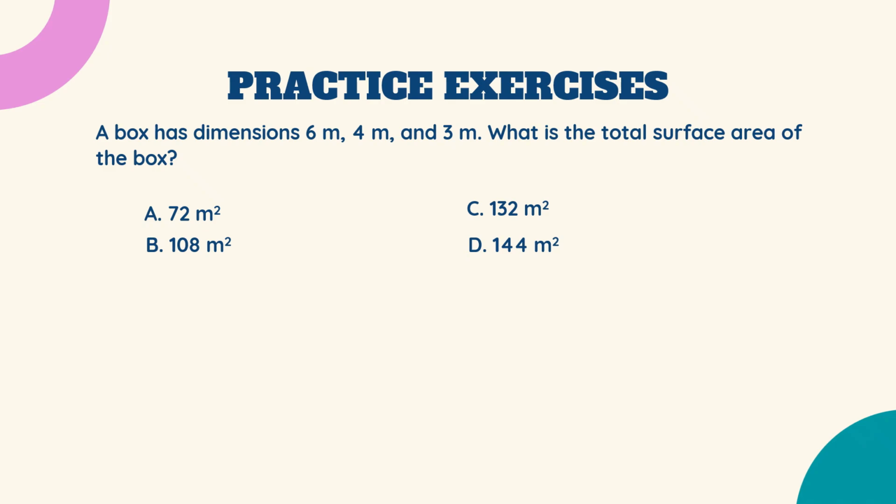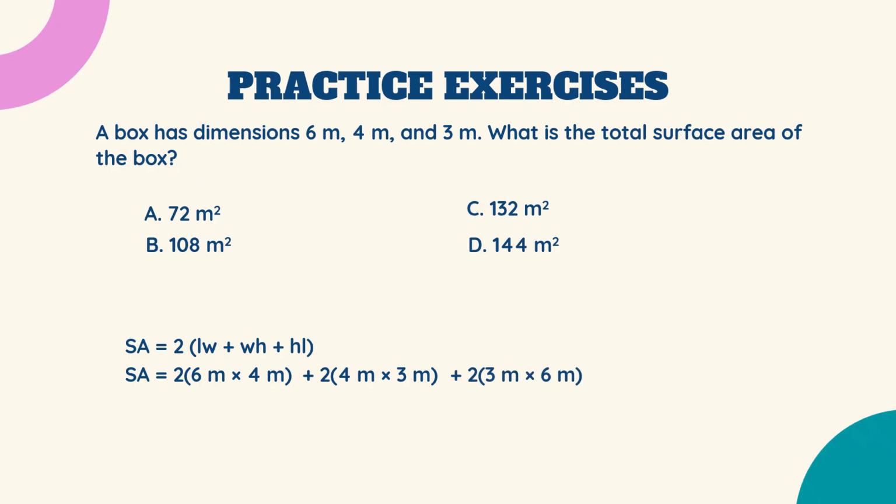Alright, how do we find the surface area of this box? What is our formula? The formula to find the surface area is equal to 2 times the quantity of length times width plus width times height plus height times length. Then, let's plug the known values into our formula and find the products. Then lastly, multiply it by 2. So our surface area is equal to 108 square meters, and it is letter B.